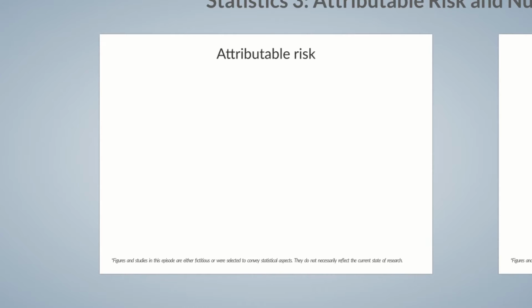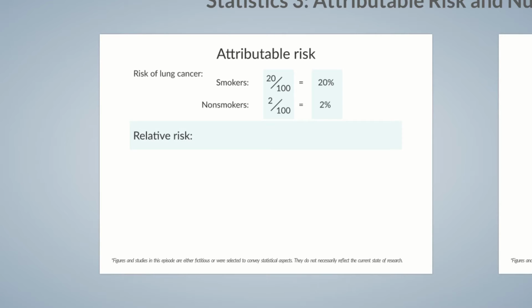To do so, let's first quickly recap the last episode using the example of the fictional study on smoking as a risk factor for lung cancer. The study analyzed 100 smokers and 100 non-smokers. The risk of smokers developing lung cancer was 20 out of 100, or 20%. The risk for non-smokers was 2 out of 100, or 2%. To compare both groups, we can calculate the relative risk. This is done by dividing the risk of the exposed group by the risk of the non-exposed group, which gives us a relative risk of 10.